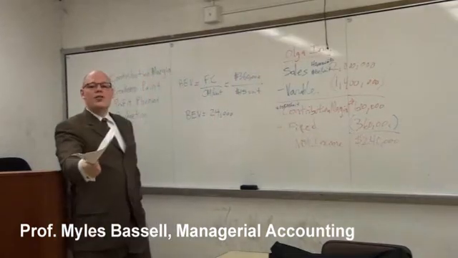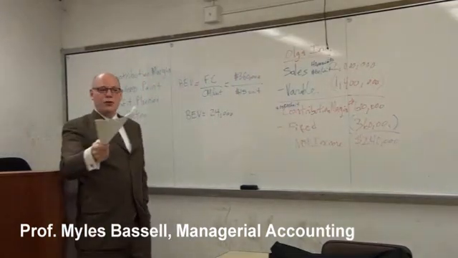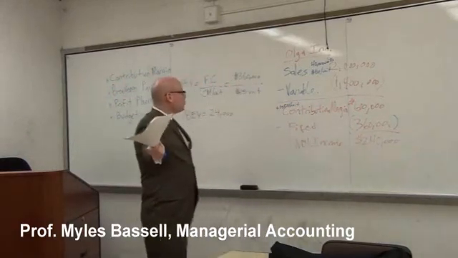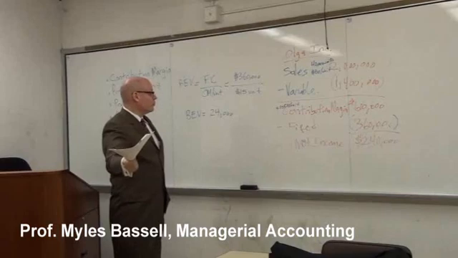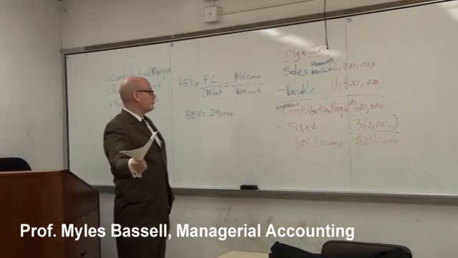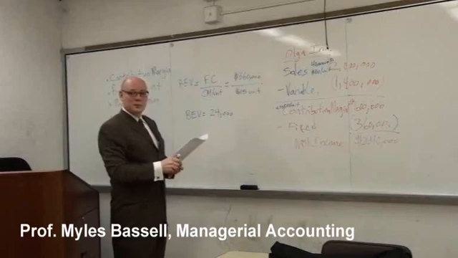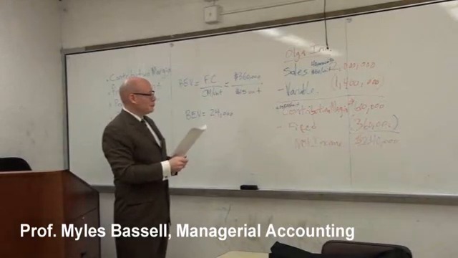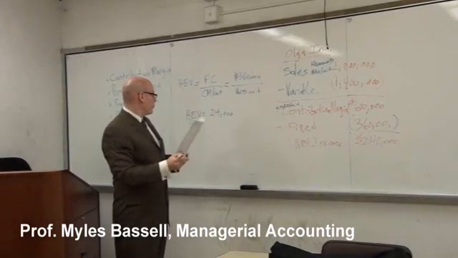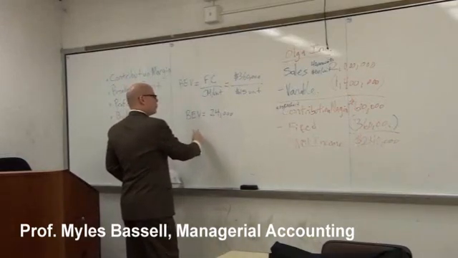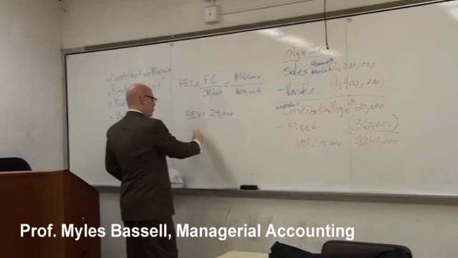So then what is the margin of safety? Who remembers what margin of safety is? 20,000. It's the difference between the total units minus the break-even amount of units. So 44,000 units minus 24,000 units will give you 20,000. 20,000 units is the margin of safety.